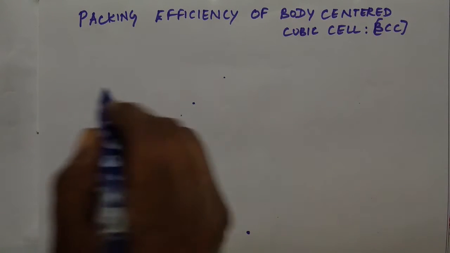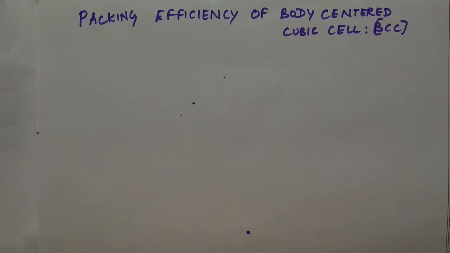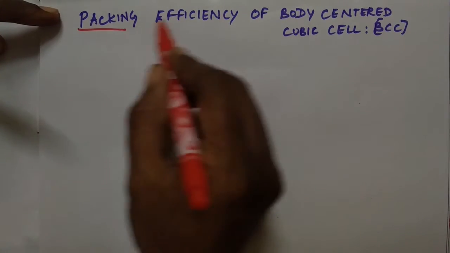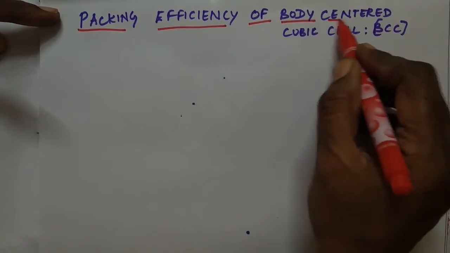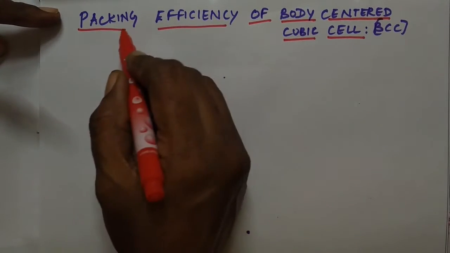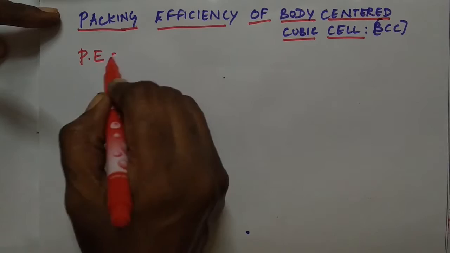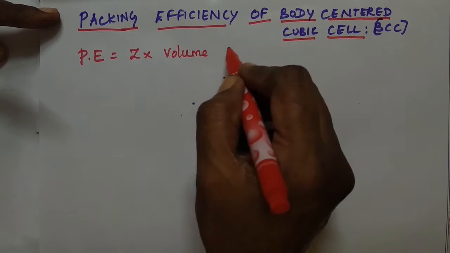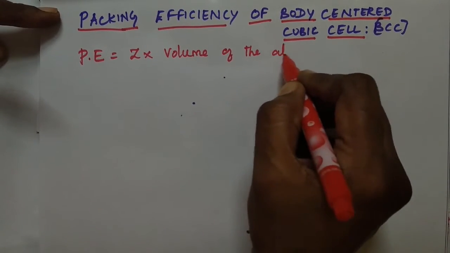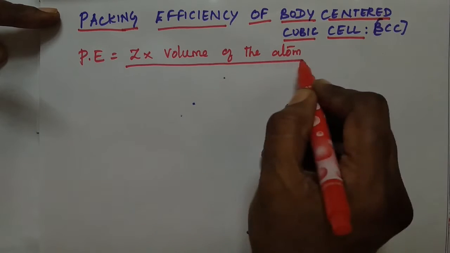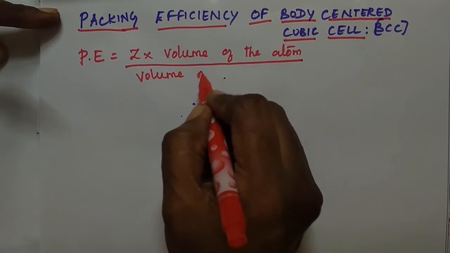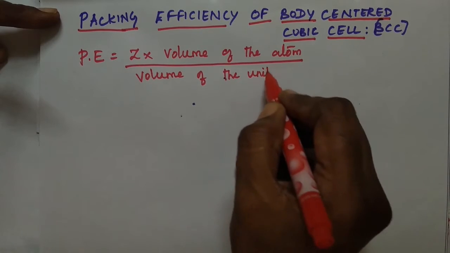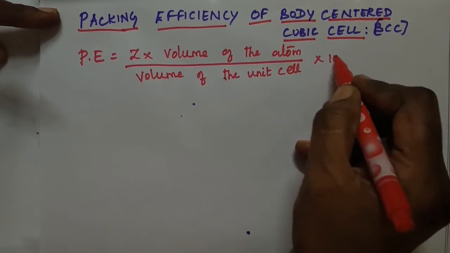Let me write down what we mean by packing efficiency first. P is equal to Z into volume of the atom, divided by volume of the unit cell, into 100.